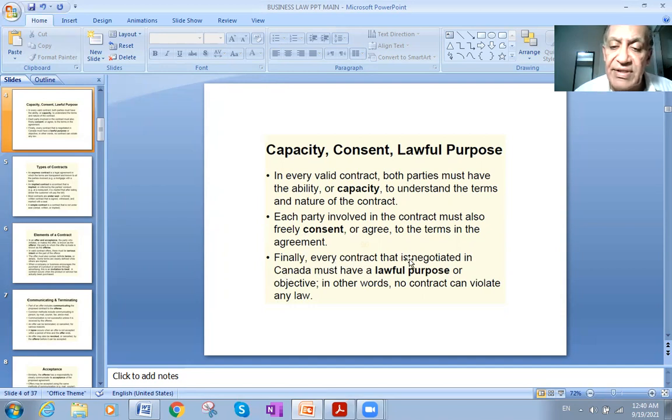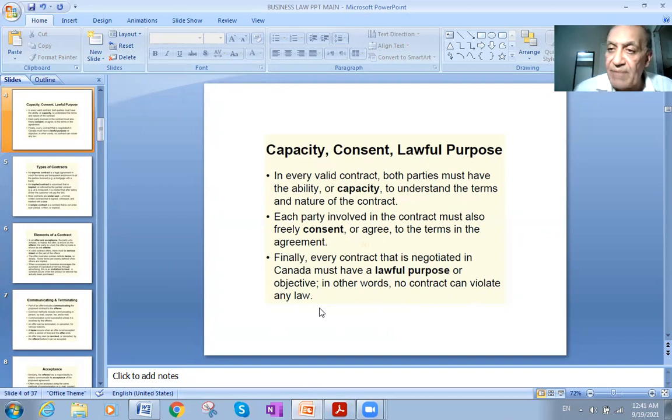Finally, every contract that is negotiated in Canada must have lawful purposes. Lawful purposes must be admitted legally. It must be right, in the right time. It must not breach human rights. It must not breach the norms and the rules. It must be in accordance with what should be and what should not be. So lawful purpose, in other words, means no contract can violate any law.